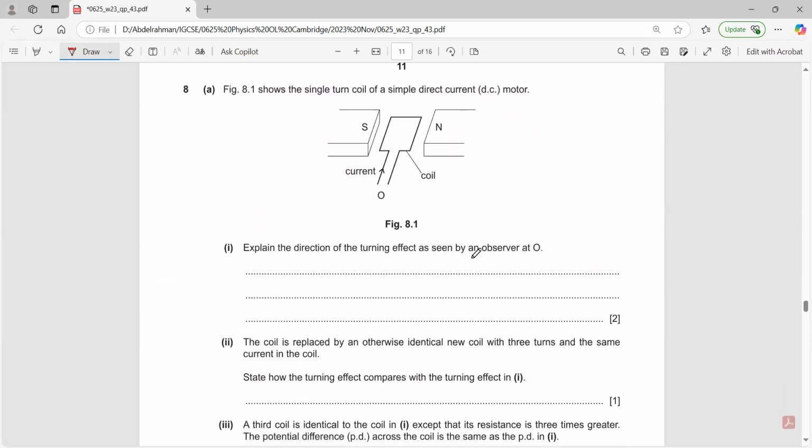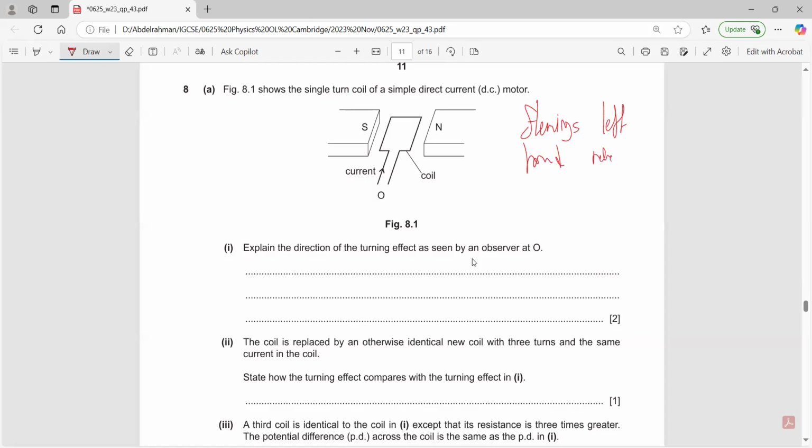Figure 8.1 shows the single turn coil in a DC motor. Explain the direction of the motion. For the direction of the motion, you're going to use Fleming's left hand rule.